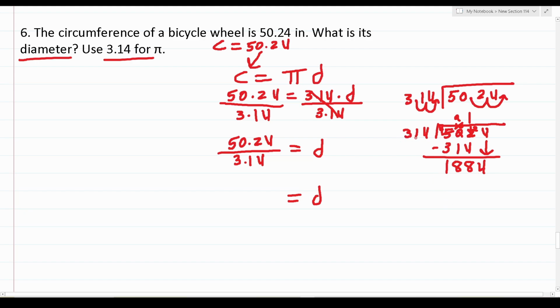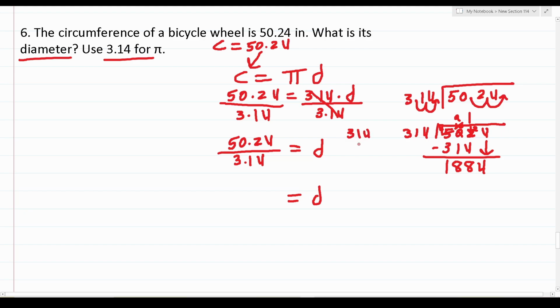How many times does 314 go into 1884 without going over? Well, let's use some estimation here. If this was 300 and this was 1800, I would say 300 times 6 would be 1800. So I'm going to say 314 is going to go into 1884 about 6 times. And before I write that 6 here, I'm going to work this off to the side to confirm it.